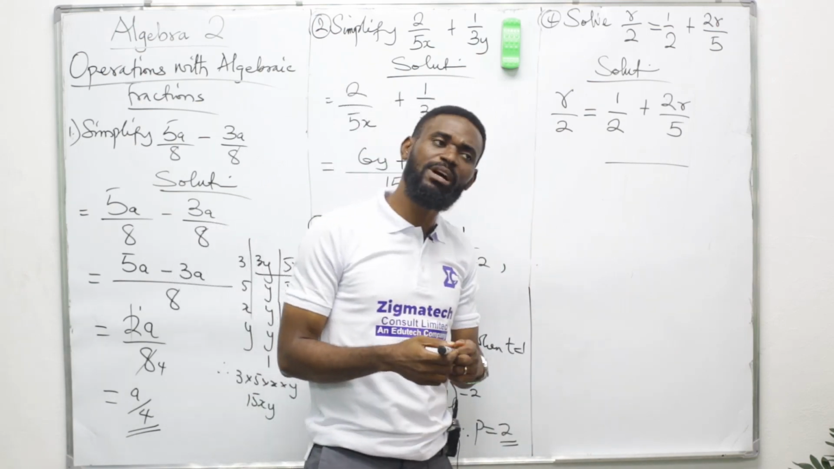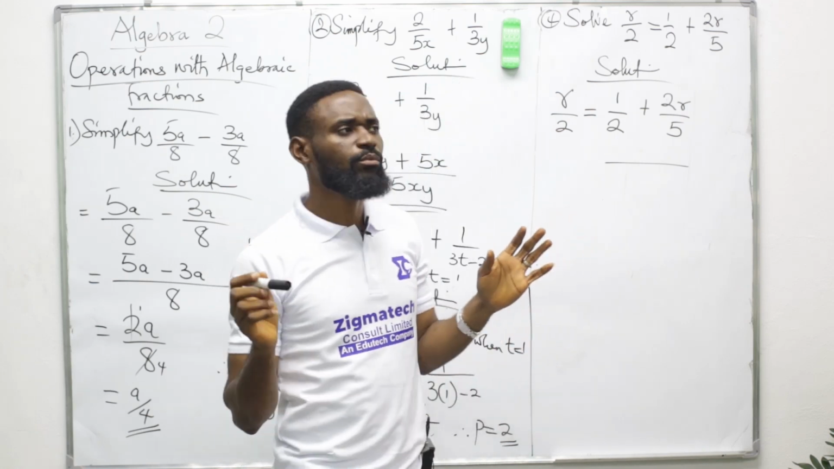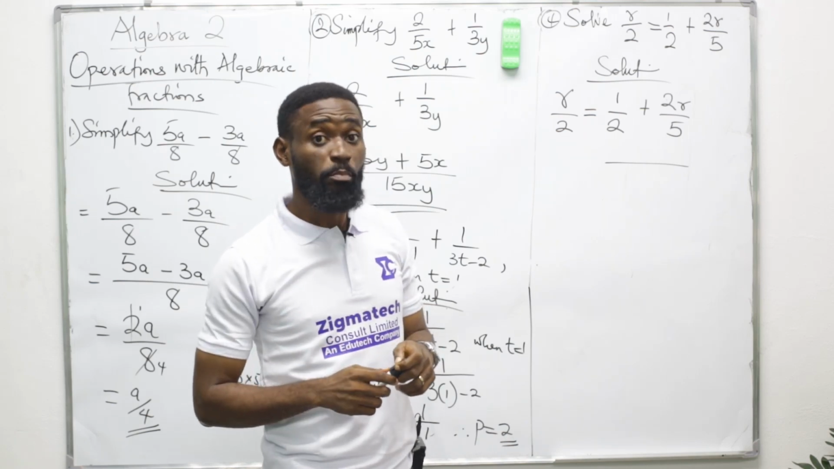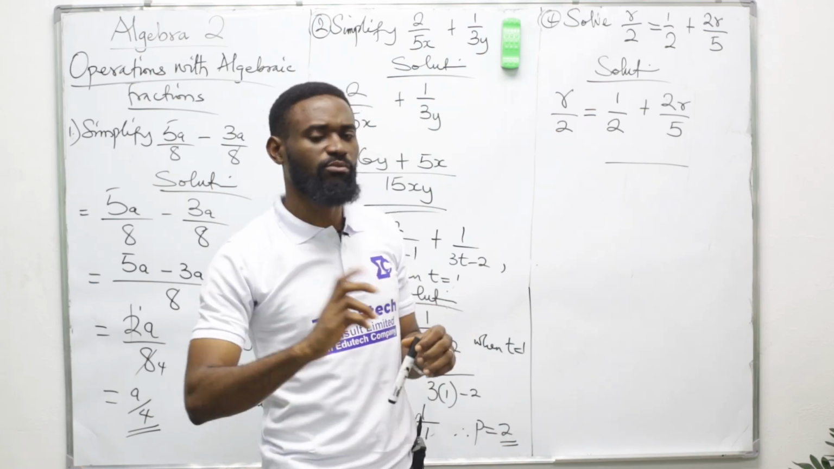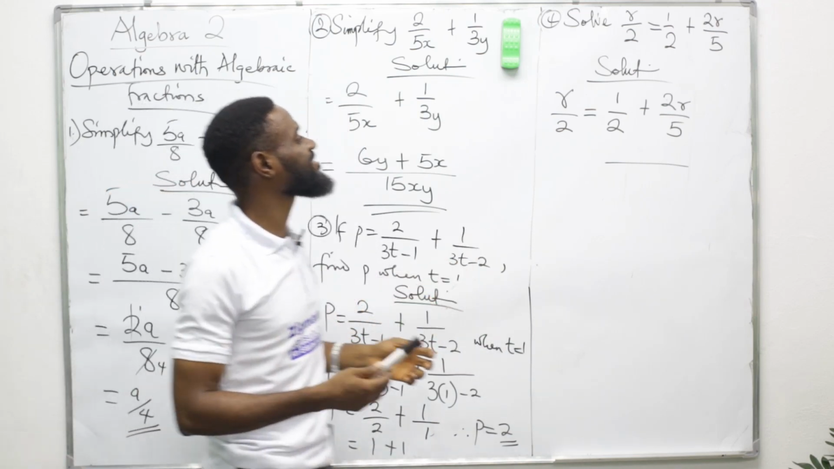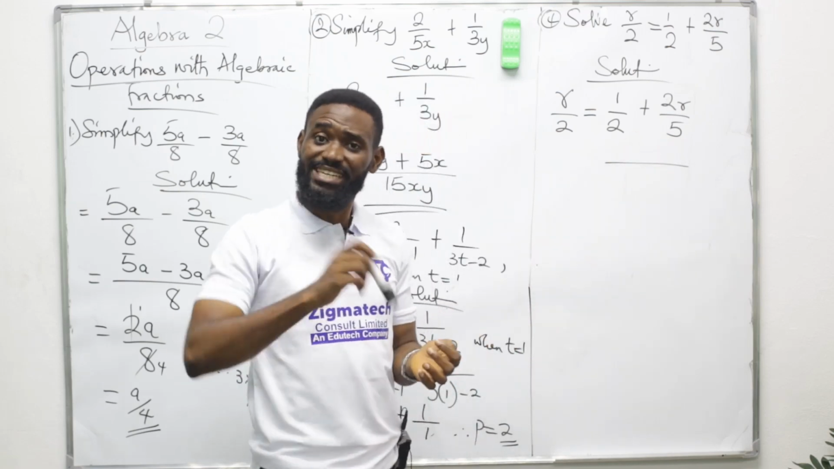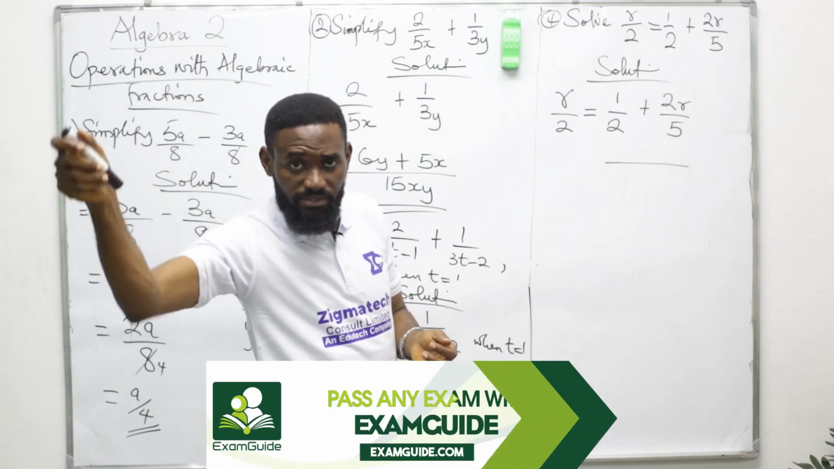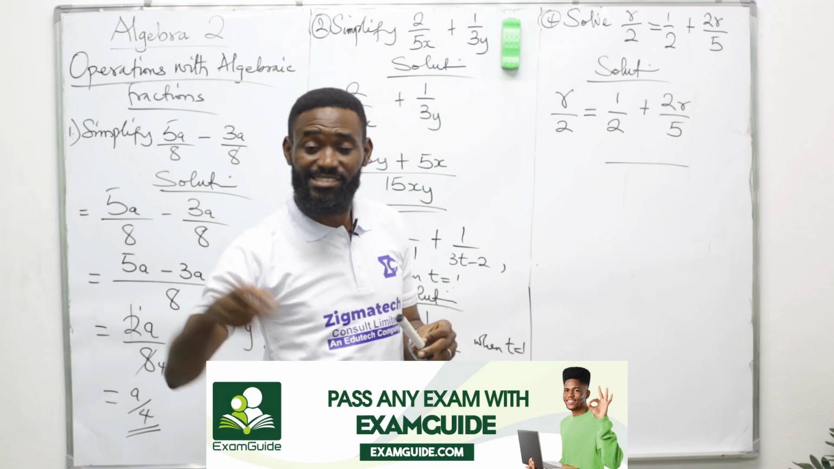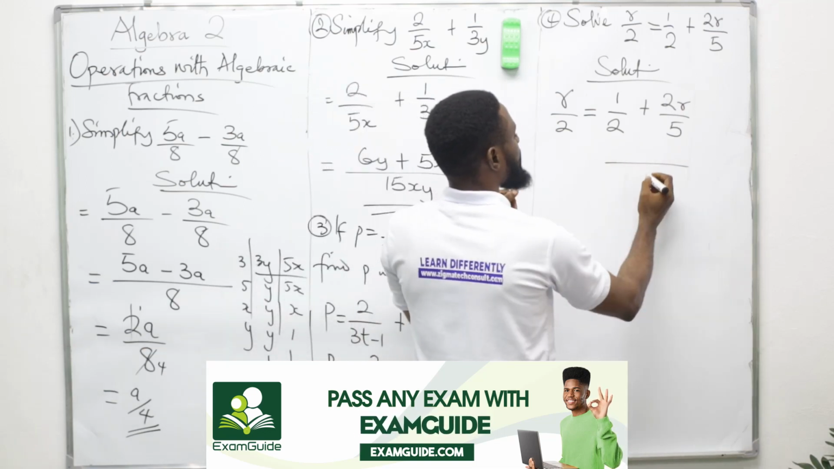Especially for two numbers that don't have common factors, or two prime numbers, if they ask you to look for the LCM, just multiply the two numbers. That is the LCM. So the LCM of 2 and 5 is 2 times 5, that is 10. The LCM of 3 and 5 is 3 times 5, that is 15. The LCM of 7 and 5 is 7 times 5, that is 35. So just that. All right, so the LCM of 2 and 5 is 10.